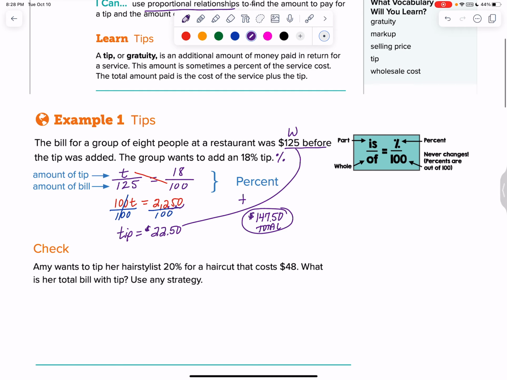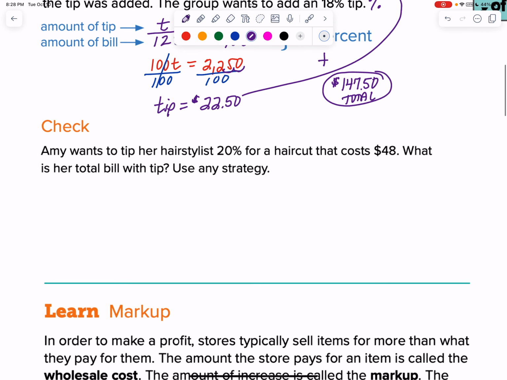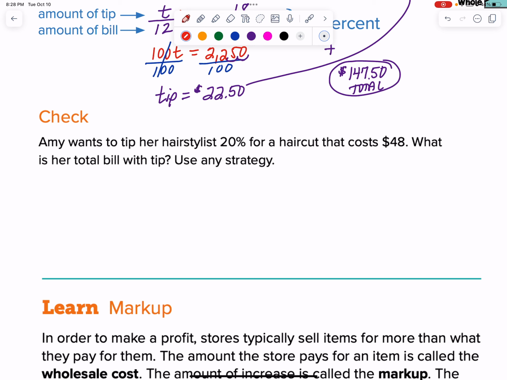All right. Let's go ahead and move to the check. Let's try this one out. So here's my percentage. I'm going to label it with a percent symbol. The haircut cost $48. So that's my whole cost prior to the tip. What was her total bill with tip? Let's go ahead and set up our proportion. So tip over the whole, which is $48, equals, do we know the percentage? Yep, we want to give a 20% tip.